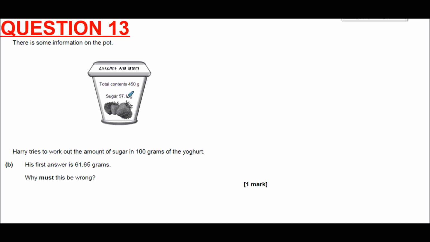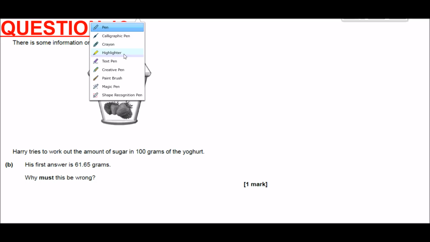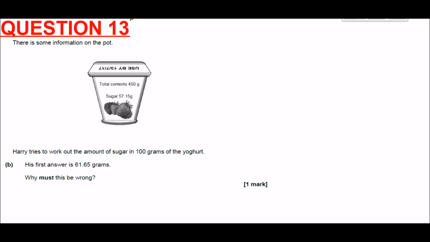Part B, there's some information on the pot, and he tries to work out the amount of sugar in 100 grams of the yogurt. His first answer is 61.65 grams. Why must this be wrong? If you have a look, it's a 1-mark question, so there's likely going to be a fairly straightforward trick to this. So he gets 61.65 grams for the amount of sugar in 100 grams of the yogurt.